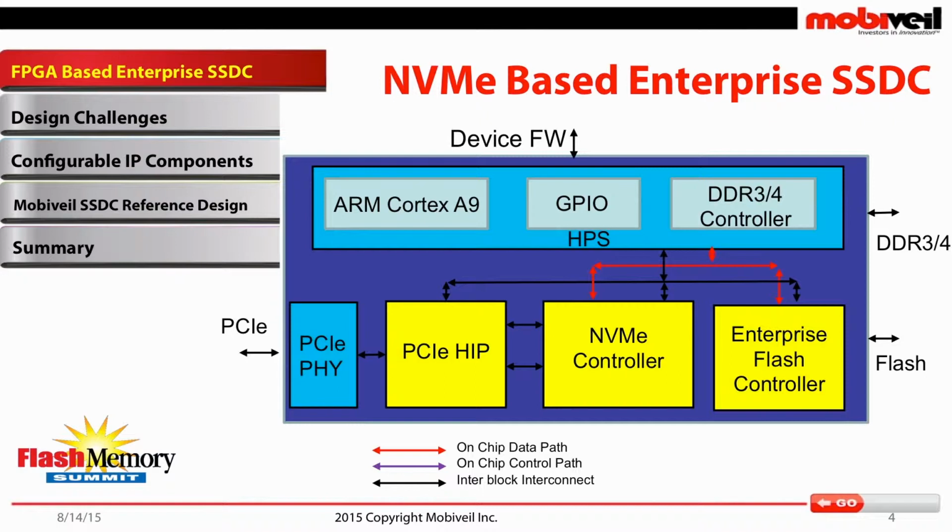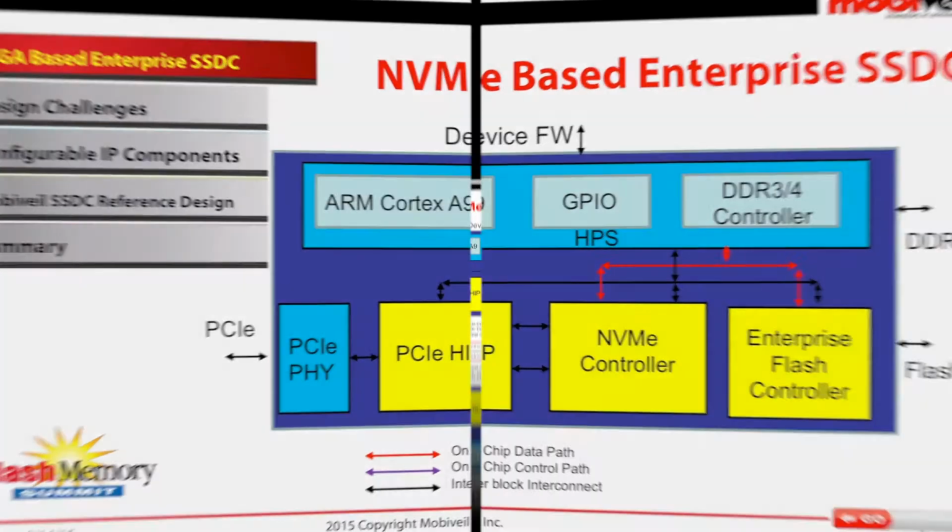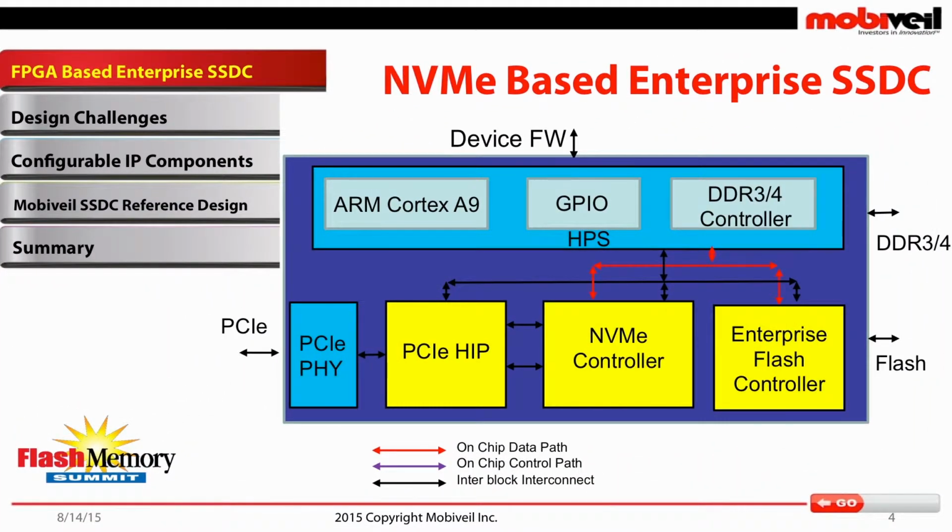And of course, for it to happen on a device, you would need a hard processor system, the HPS, which is available in the FPGAs available today, along with some of the GPIOs and the DDR3 and 4 controller. So interface-wise, you have PCI Express, flash, DDR3/4, and the firmware interface, where a lot of value-added functions are going to be added. In terms of data path, there is data movement from the PCI Express host side through NVMe to the flash and vice versa, and then you have the control path to all the components in the reference design.